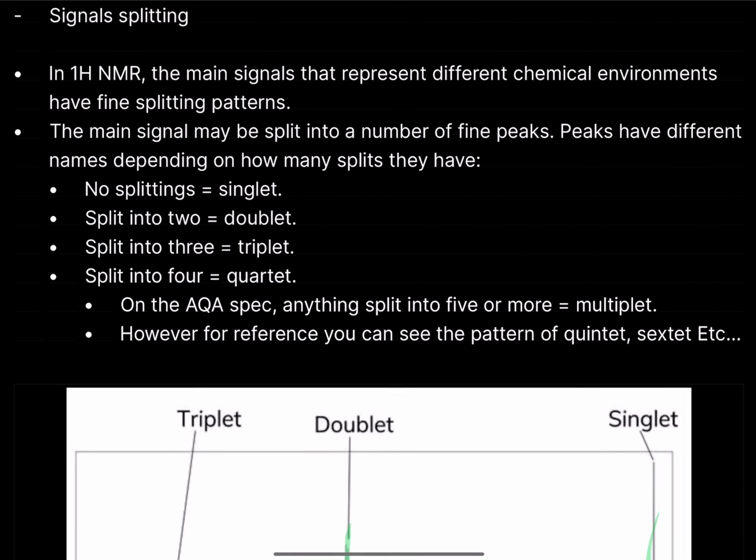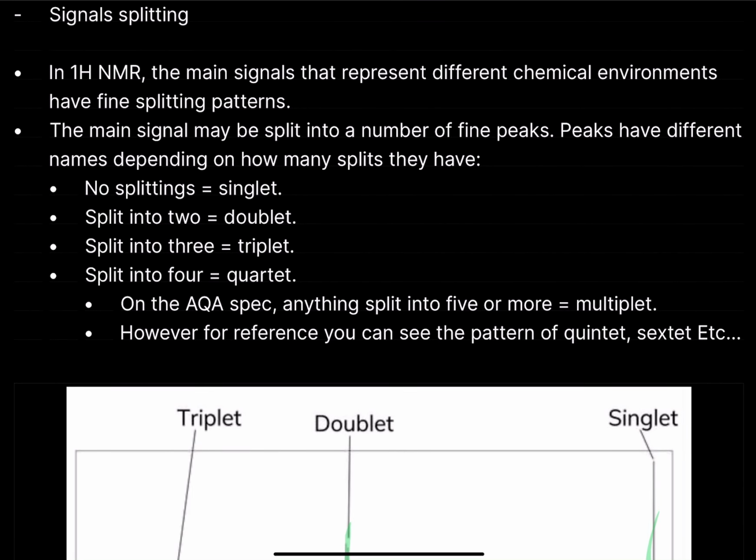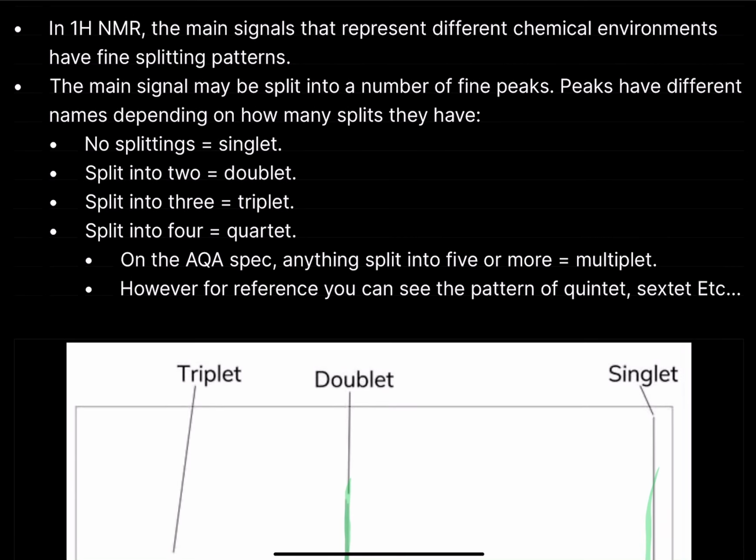It's actually very useful. As I said, H1 NMR splitting makes it a bit more difficult, but it gives us a lot more information. It is difficult, but there's a payoff to it. So main signals may be split into a number of fine peaks. Peaks have different names depending on how many splits they have.